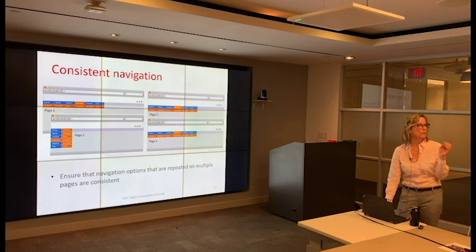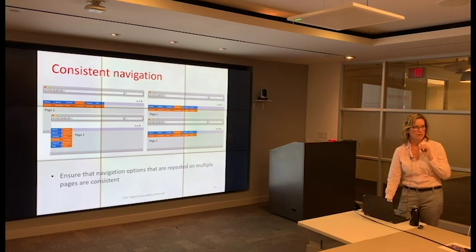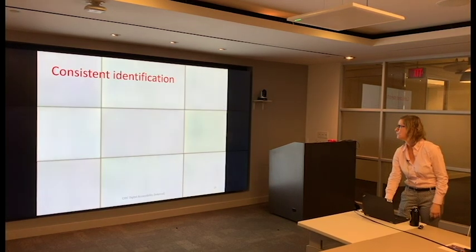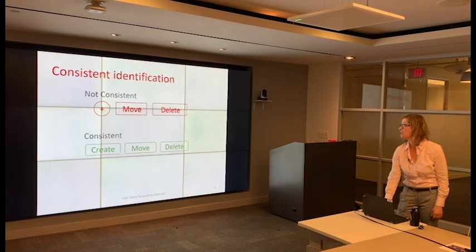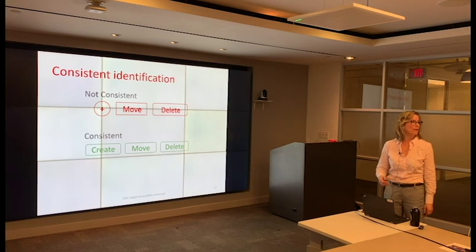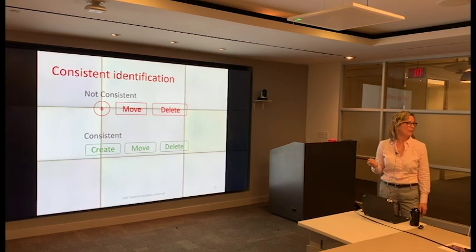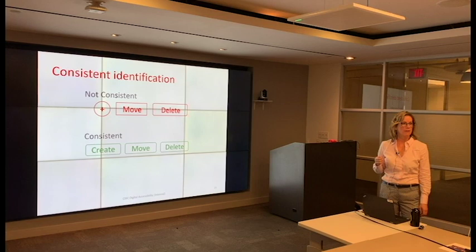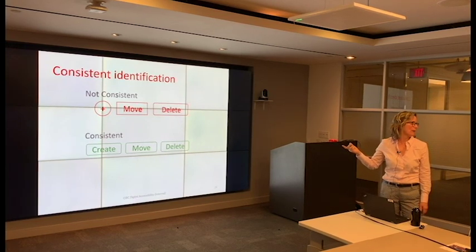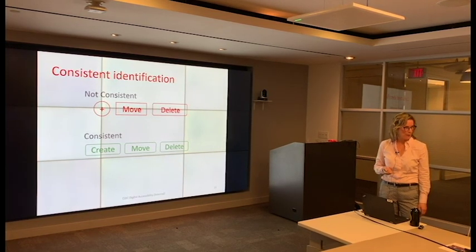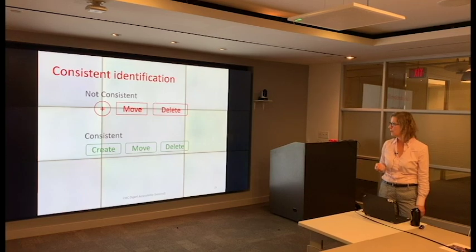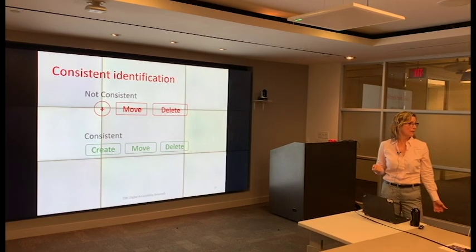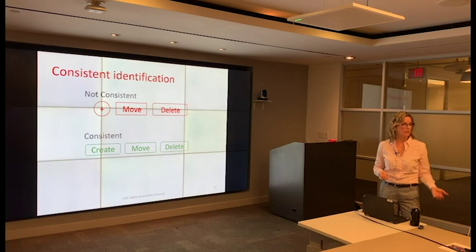So you want those multiple pages within your website to have the same consistency. And along the same lines, you need consistent identification. So for example, if you had buttons, in the first example, there's a move button, a delete button, and maybe an add button. The add button is a symbol. The other two are not symbols. One of them has square edges, one has rounded edges. So this can be very confusing, again, to someone who has a cognitive disability.